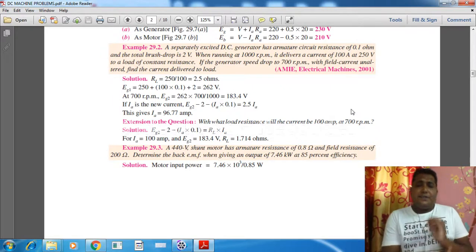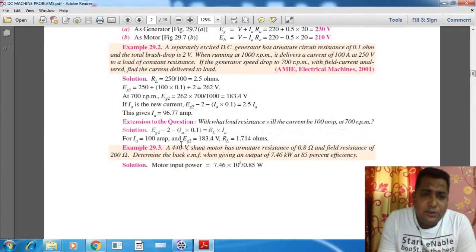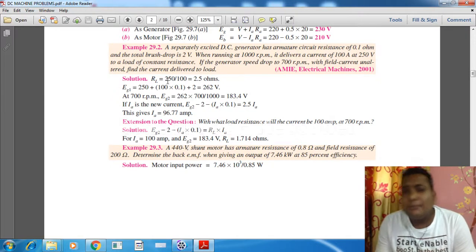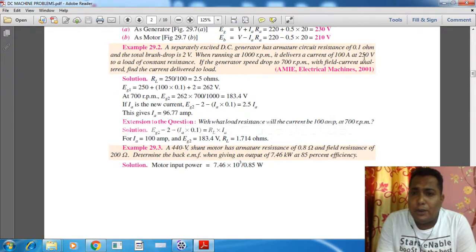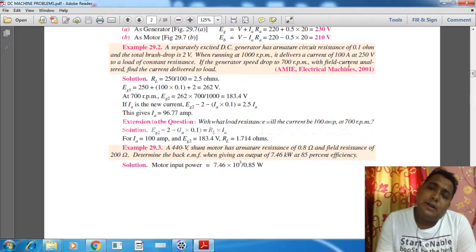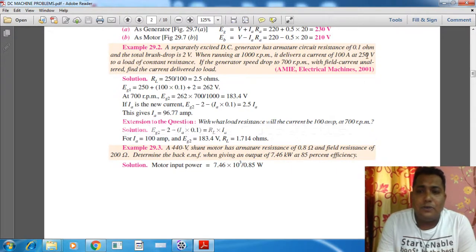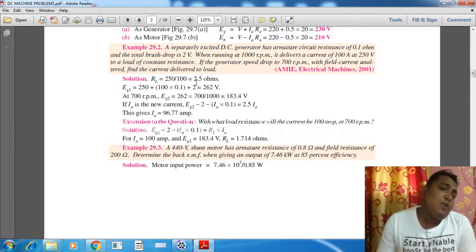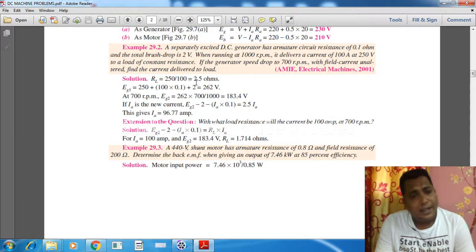First of all, see what is done, follow my pointer. That is RL. What is RL? RL is the load resistance. In the problem, follow my pointer, the terminal load voltage is given, and the power and current at that load are also given. Applying Ohm's law, 250 by 100 gives us 2.5 ohm. That means the load resistance is 2.5 ohm, correct.